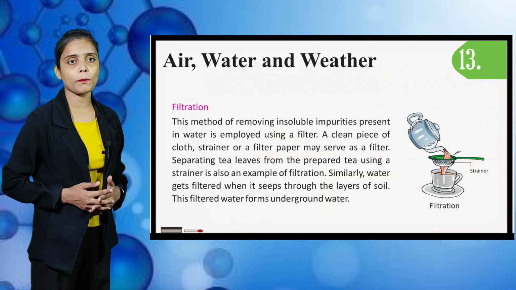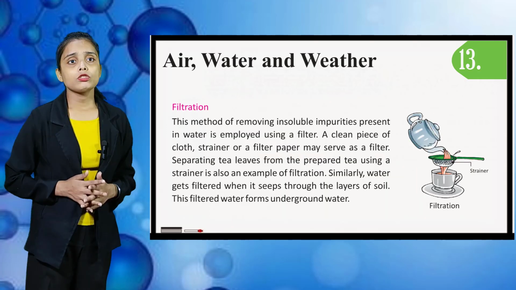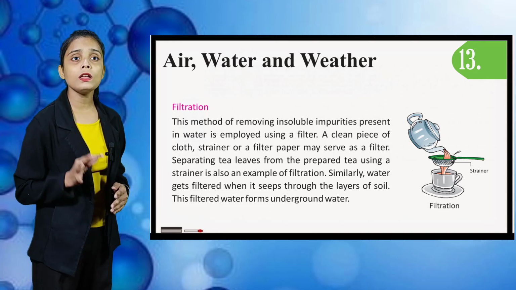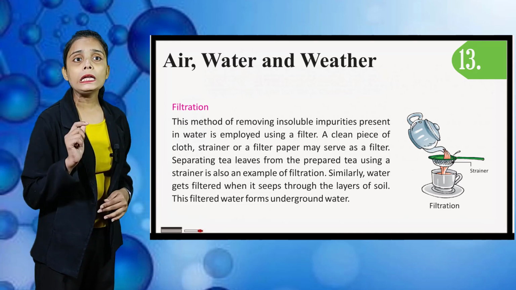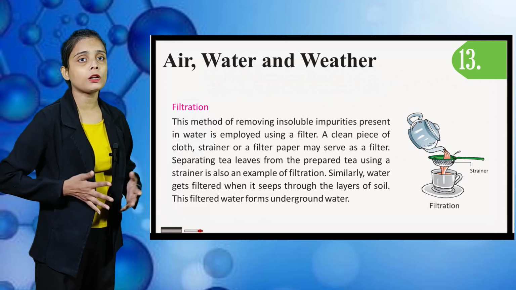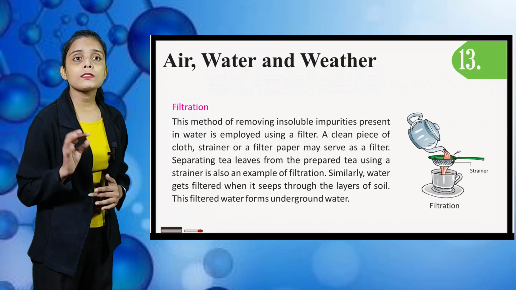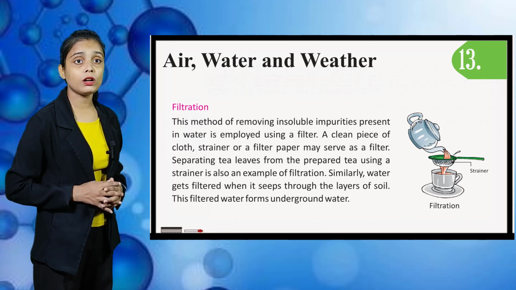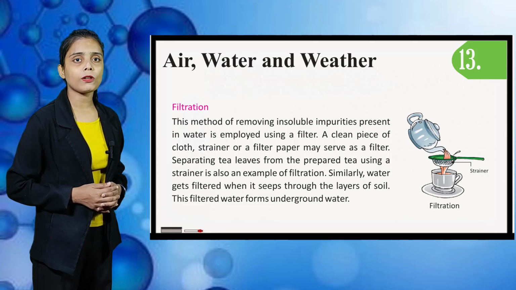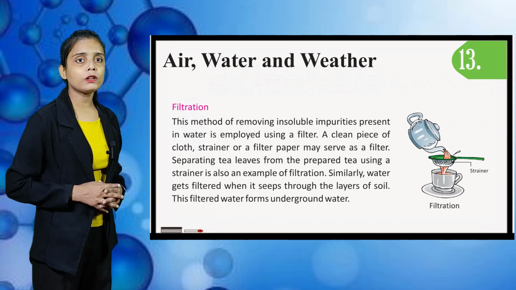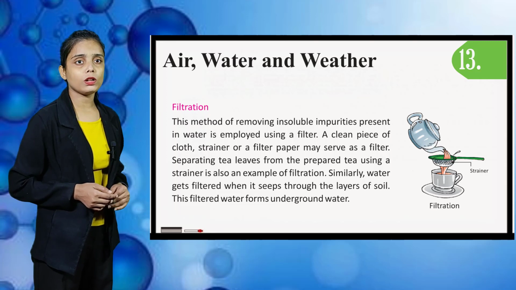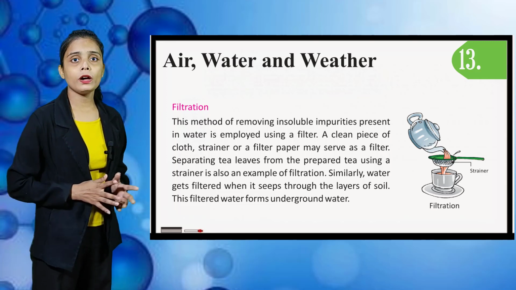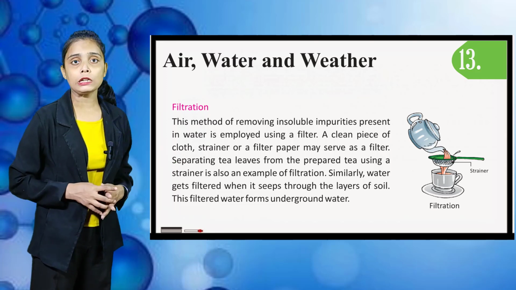Now let's see the next topic, that is filtration. This method of removing insoluble impurities present in water is employed using a filter. A clean piece of cloth, strainer or filter paper may serve as a filter. Separating tea leaves from the prepared tea using a strainer is also an example of filtration. Similarly, water gets filtered when it seeps through the layer of soil. This filtered water forms underground water. Here you can also see the picture of filtration.